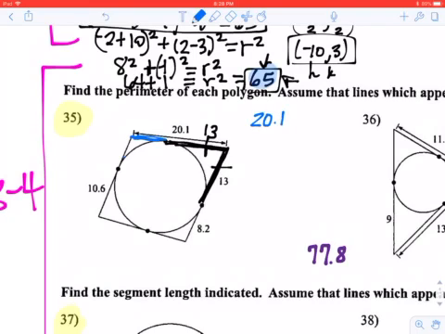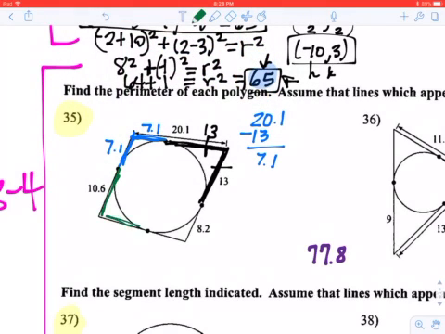I know the whole thing is 20.1. So I want to subtract 13, just 13, right? So that's going to be 7.1. So that's the remaining piece here, which is also the same as this piece right here because of my theorem that I just told you about. Make sense?